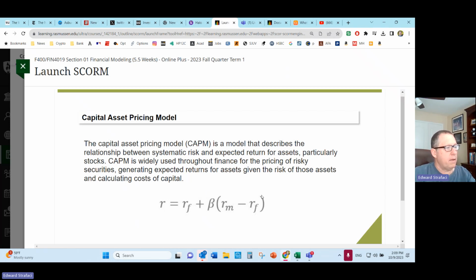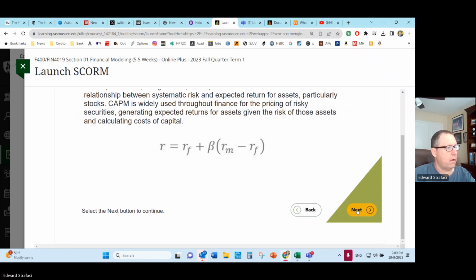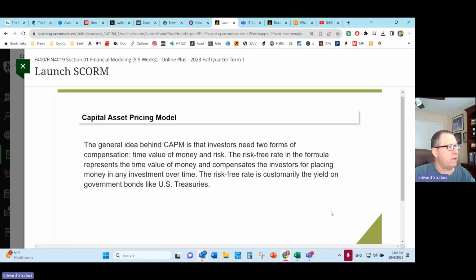Beta is, when you do a linear regression, the relationship between the stock and the overall market. So what the capital asset pricing model is basically saying is you could price any asset by finding the risk-free rate and then adding the relationship of a stock to the market less the risk-free rate. The general idea is that investors need two forms of compensation: time value of money, which is the risk-free rate, and risk, which is the beta.